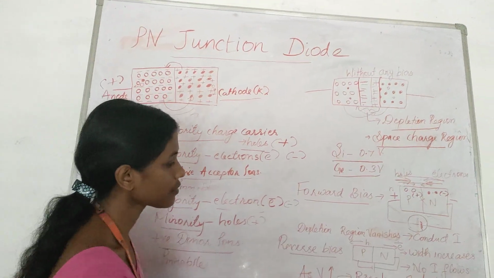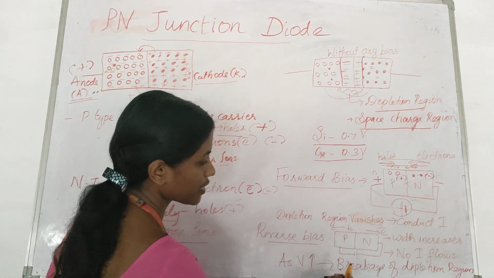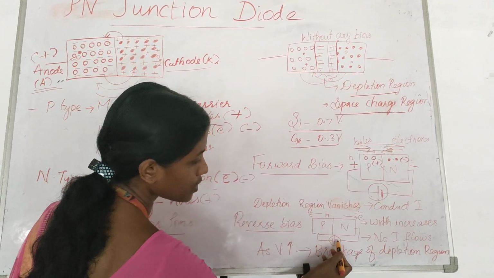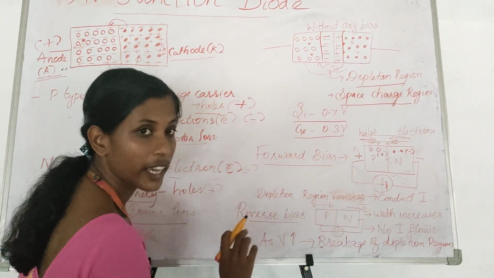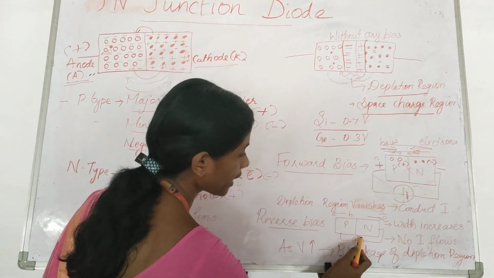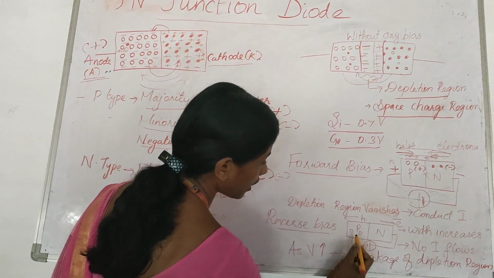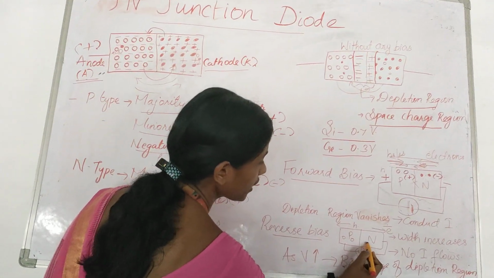Reverse bias is exactly opposite to forward bias. We consider a P and N region. Then the negative terminal of the voltage is connected to P and the positive terminal of the voltage is connected to the N region. That means it forms a negative bias. Considering the charge carriers, in P we have holes and in N we have electrons.